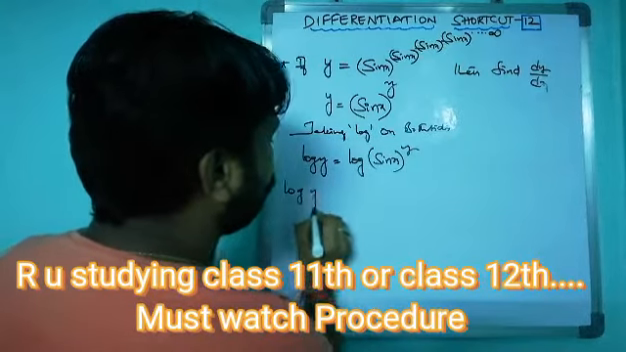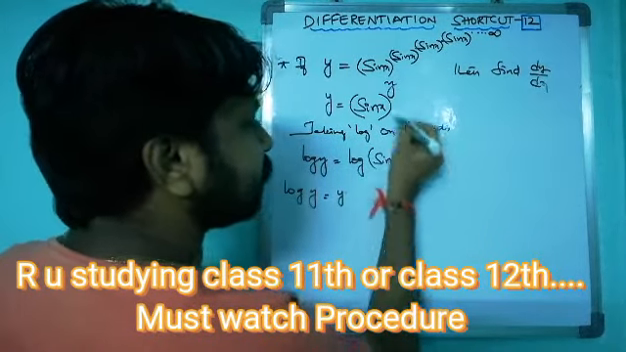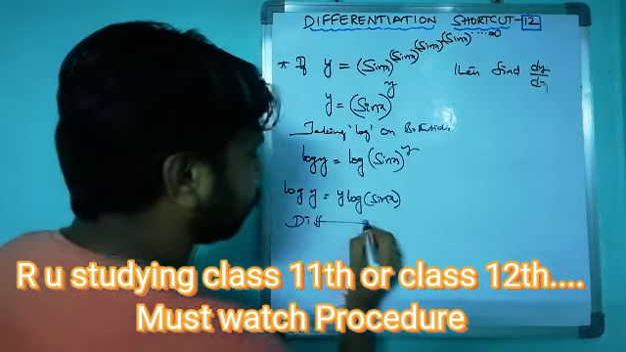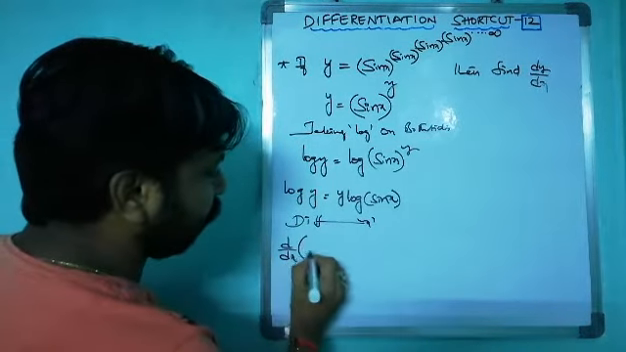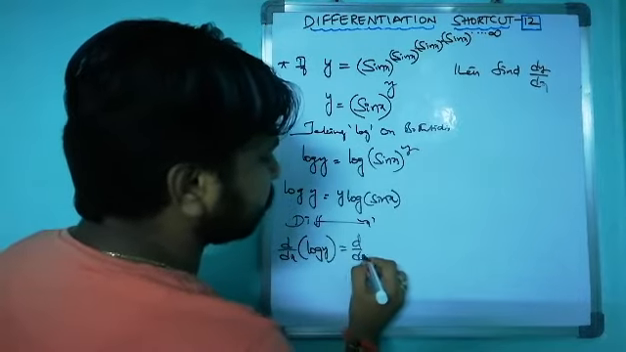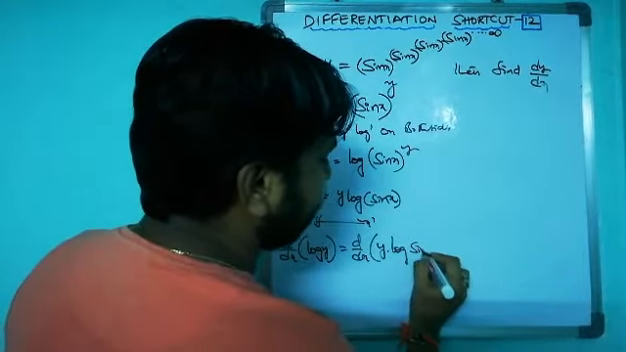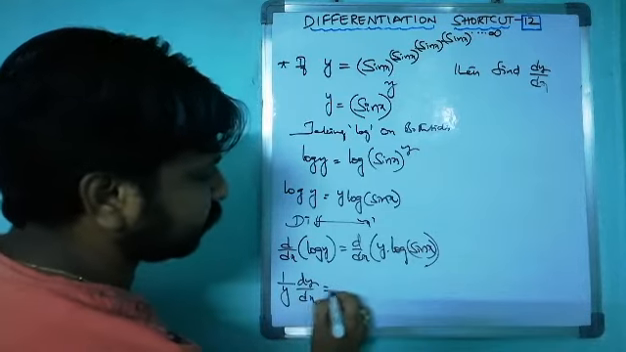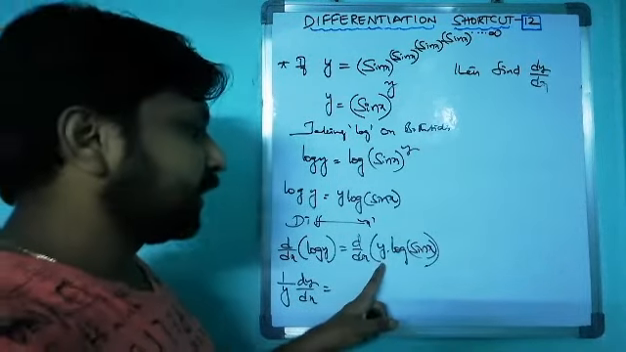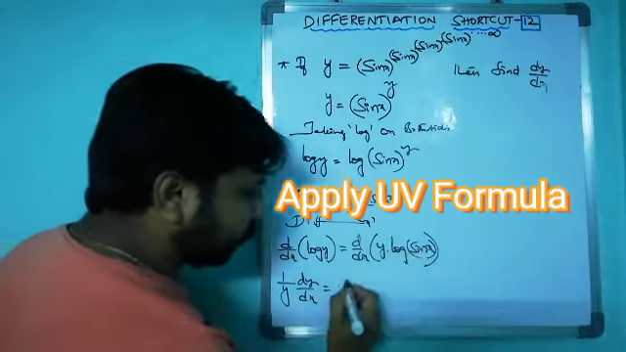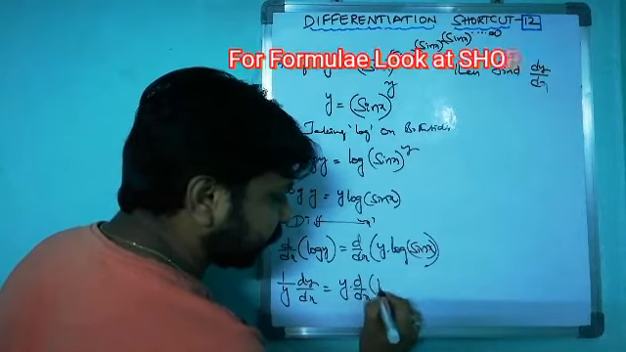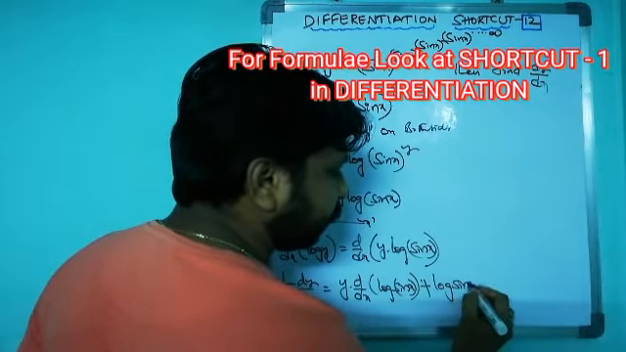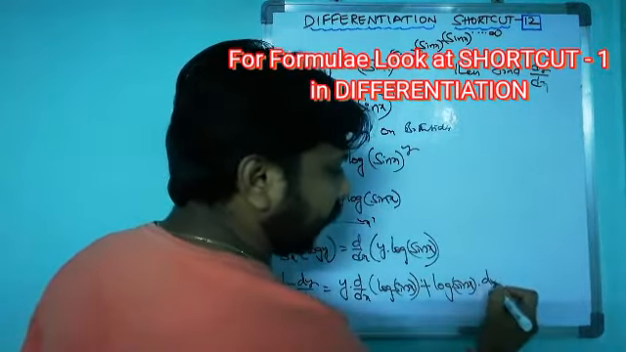Now you write log y is equal to log of sin x to the power of y. Log x to the power of n is equal to n log x, so this is y into logarithm of sin x. Now differentiate with respect to x. You get d by dx of log y is equal to d by dx of y into logarithm of sin x. Log y has derivative 1 by y into dy by dx. On the right side, let y be u and log of sin x be v, then we can write u into d by dx of v plus v into d by dx of u, where d by dx of u is dy by dx.